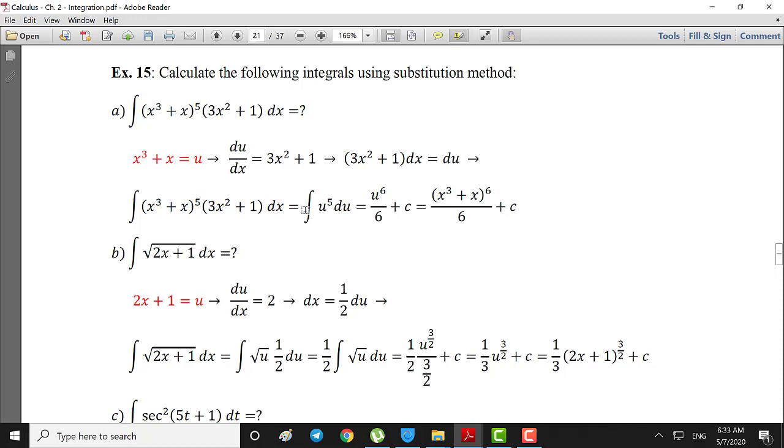So for this integral, we can easily calculate the result, and it is u^6 over 6 according to the power law. And now at this step, we have to replace u with the function of x it stood for at the end, and it is x^3 + x. So the final result is (x^3 + x)^6 over 6 plus c.